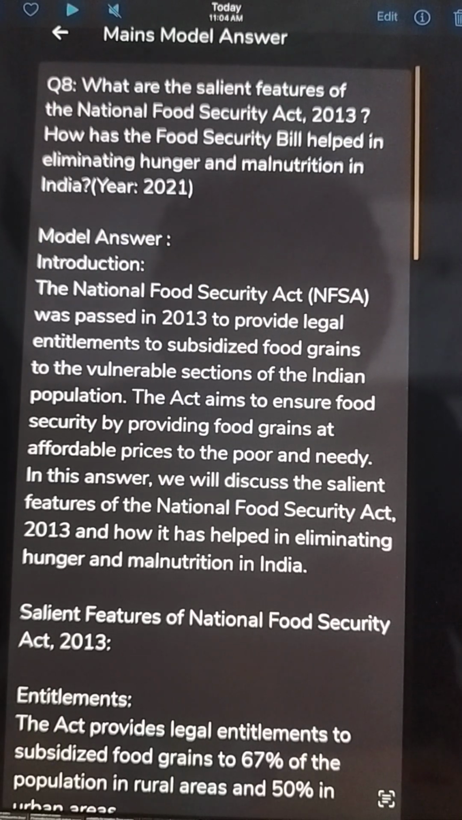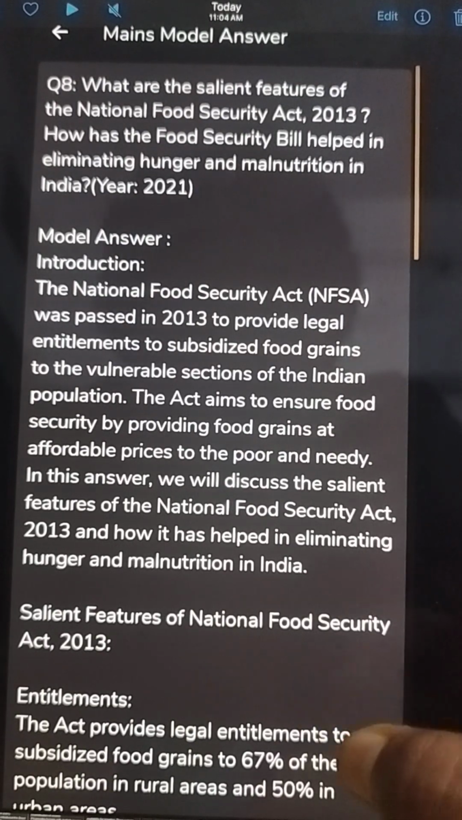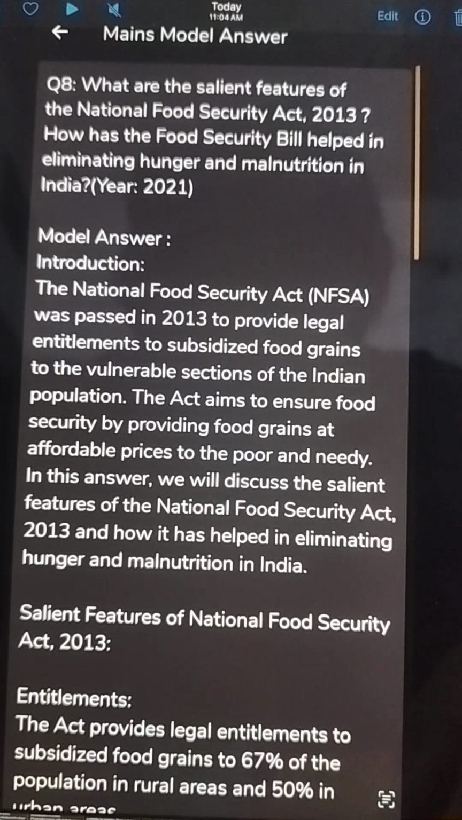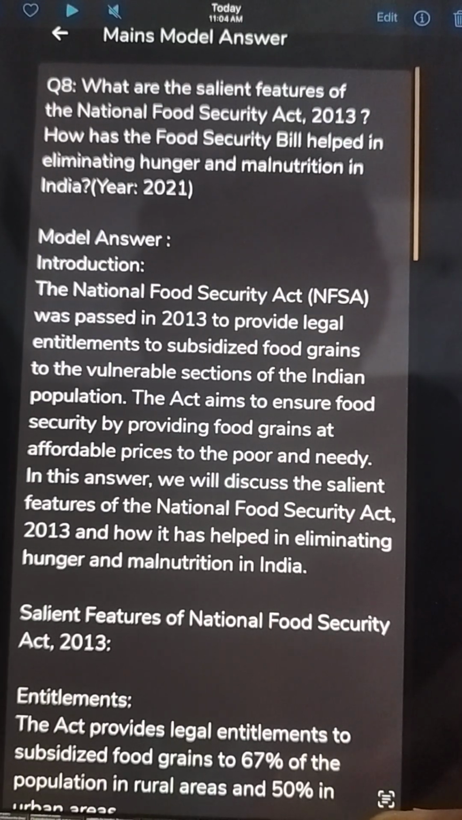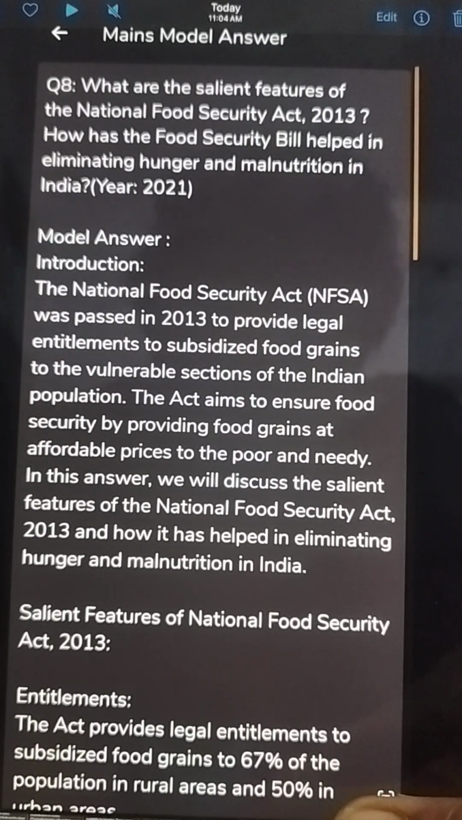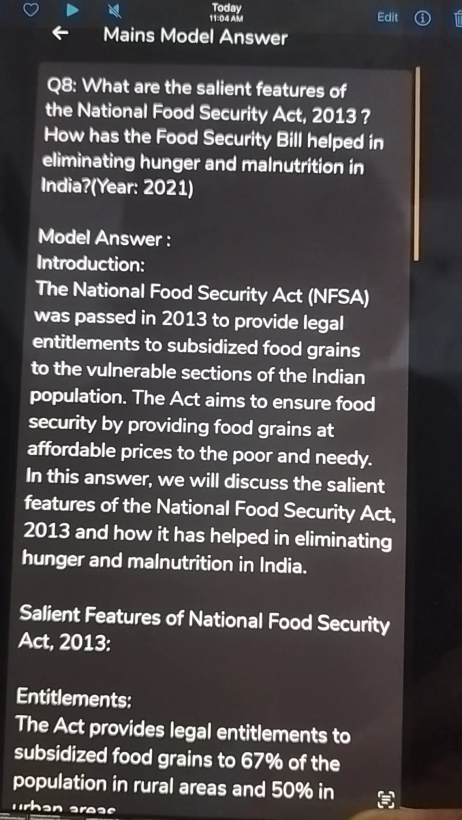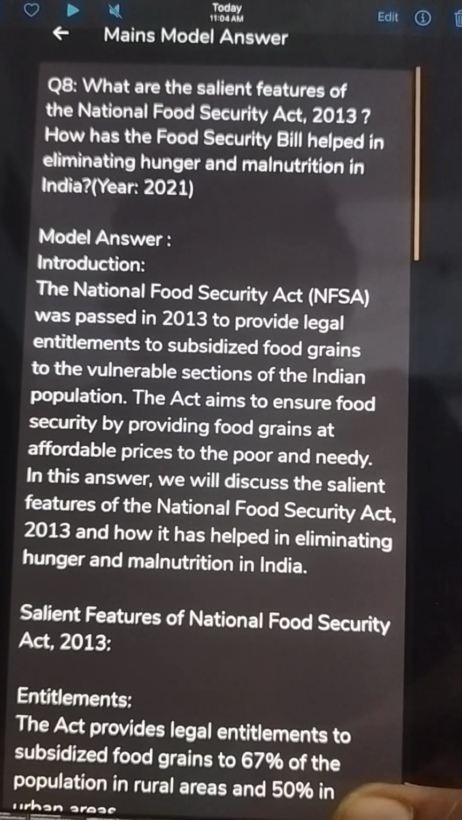The NFSA was passed in 2013 to provide legal entitlements to subsidized food grains to the vulnerable sections of the Indian population. The act aims to ensure food security by providing food grains at affordable prices to the poor and needy. In this answer, we will discuss the salient features of the National Food Security Act 2013 and how it has helped in eliminating hunger and malnutrition in India.